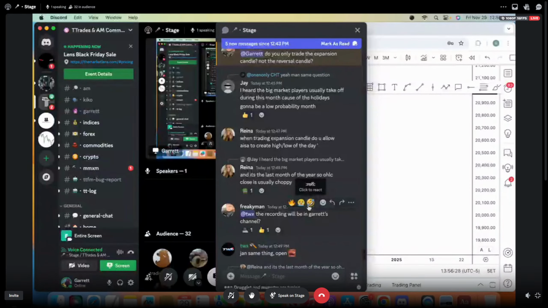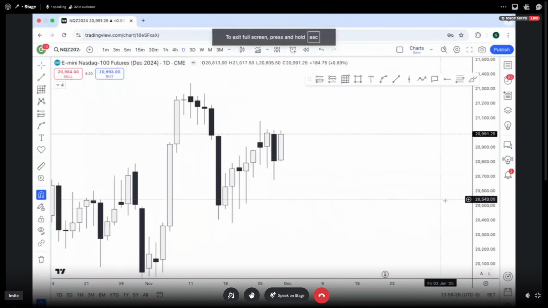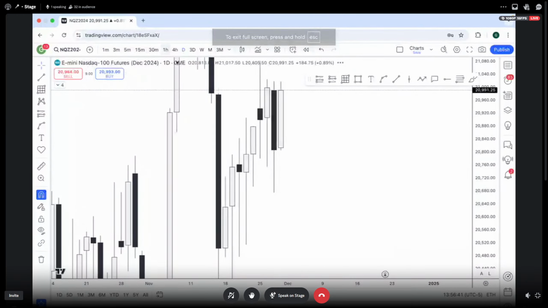When trading expansion candle, do you allow Asia to create the higher low of the day? Um, no, I don't really. Asia, definitely on indices, is not going to be the higher low of the day most of the time.